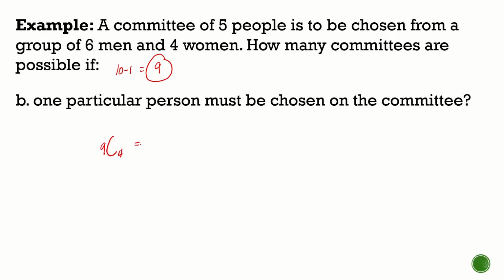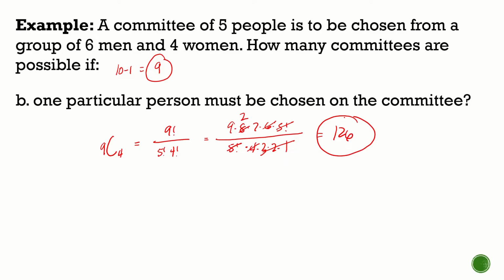So that's 9 taken 4 at a time, which means 9 factorial all over 9 minus 4, which is 5 factorial times 4 factorial, equal to 9 times 8 times 7 times 6 times 5 factorial all over 5 factorial times 4 times 3 times 2 times 1. We can cancel the 5 factorial. Let's do some cancellation here. 6 with 3, 2, and 1, and 4 with 8 gives 2. Multiply the remaining numbers, that gives us 126. All right, that's letter B.